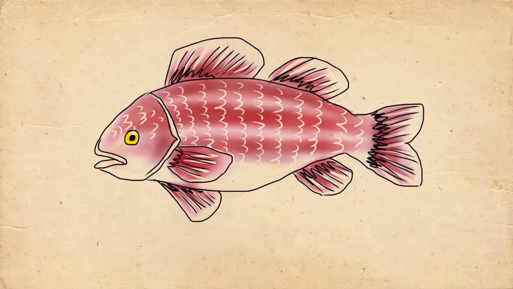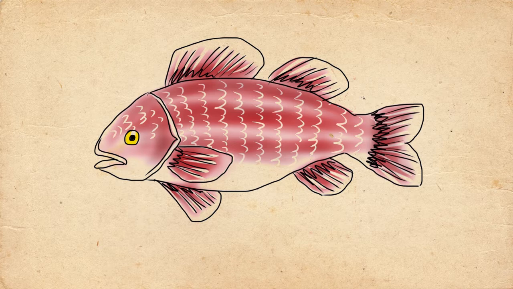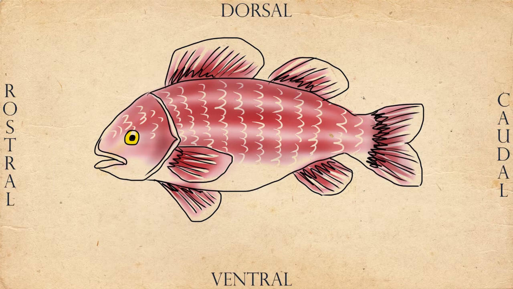Here's a drawing of a standardized fish. Let's orient ourselves first. The head end of the fish is the rostral or the anterior end, and the tail end is the caudal or the posterior end. The top or the back of the fish is its dorsal side, and the bottom or the belly of the fish is its ventral side.